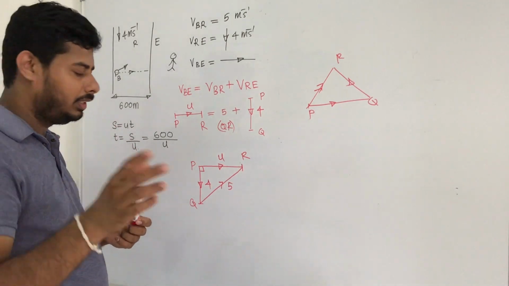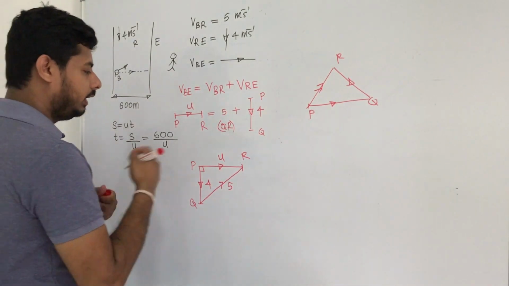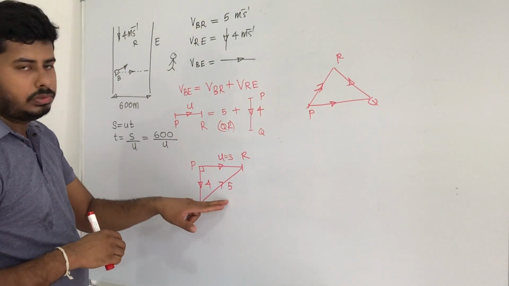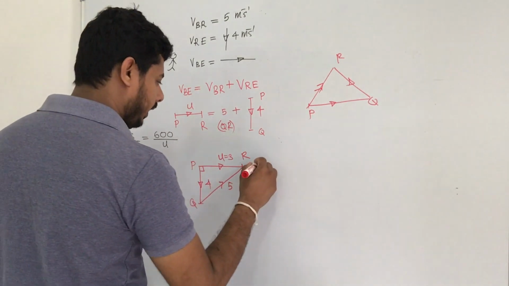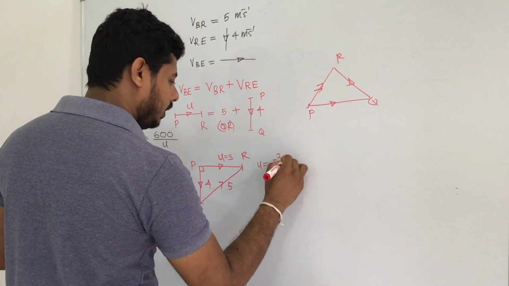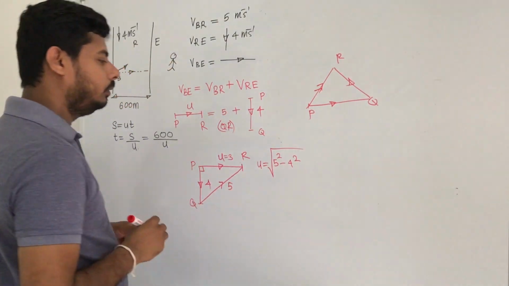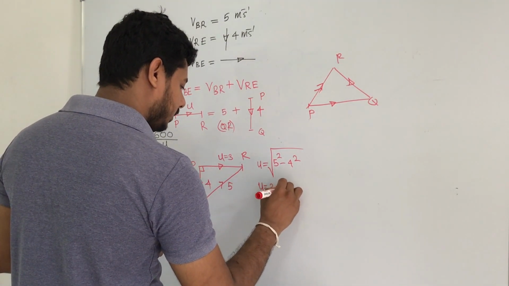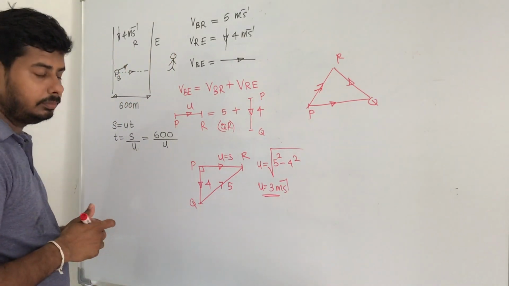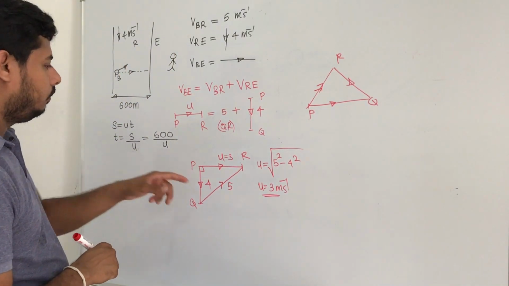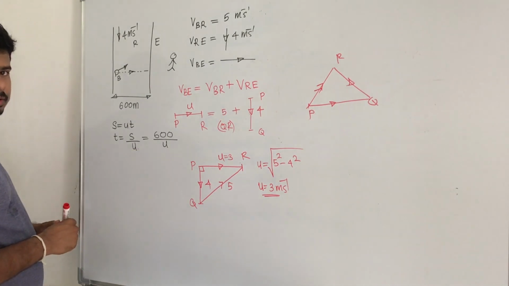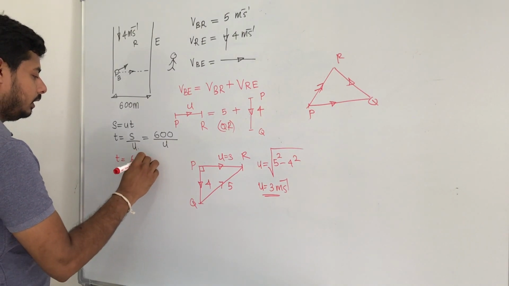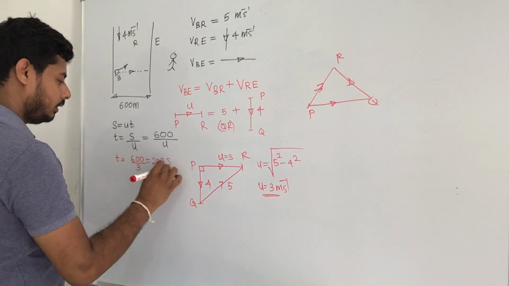You know from the Pythagoras theorem that if this is 5 and this is 4, then definitely this should be 3, because this side is equal to the square root of 5 squared minus 4 squared. So if I write it, U is equal to the square root of 5 squared minus 4 squared. This is the hypotenuse. So you can easily find this as 3 meters per second. Hope it is very clear. Now we have found U, so you can easily find the time taken. The time taken will be 600 divided by 3, that will be 200 seconds.